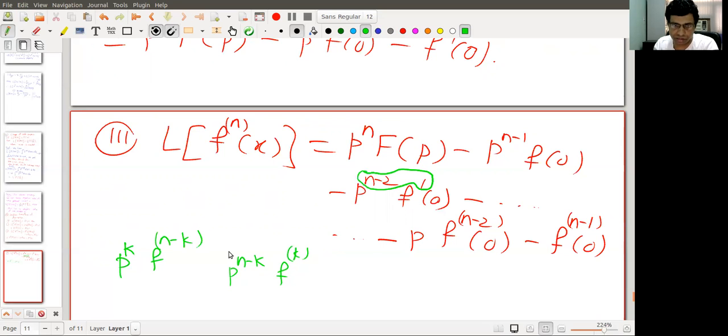Okay, the addition should be n minus 1. So I need to write here k minus 1. Okay, here also. Okay, so our addition should be n minus 1. So here the addition is n minus 1, here also the addition is n minus 1.